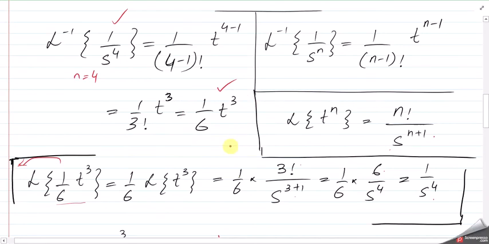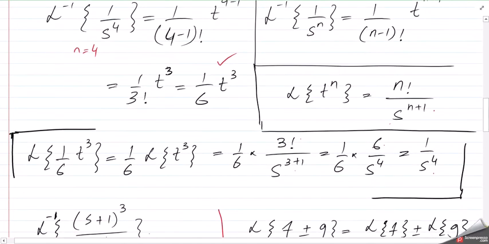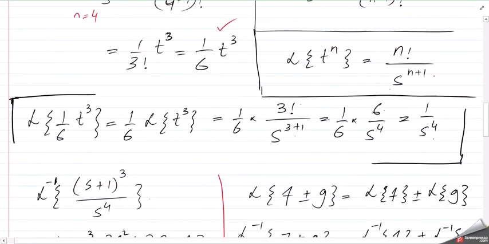All right. So let's proceed further. How about Laplace inverse of s plus 1 cube over s power 4?